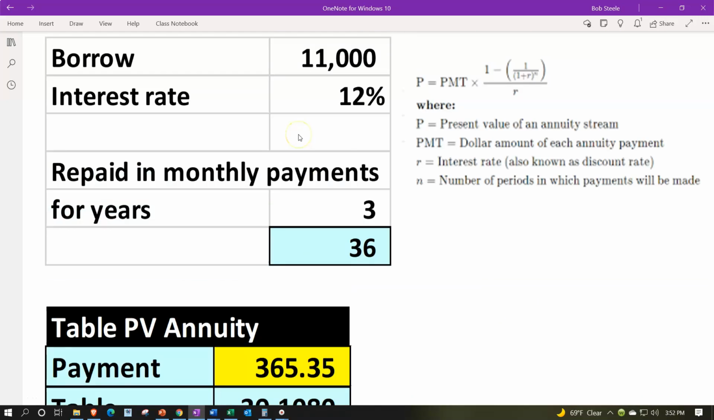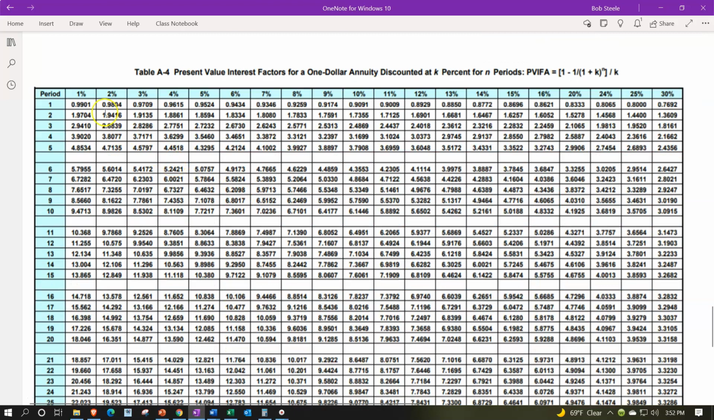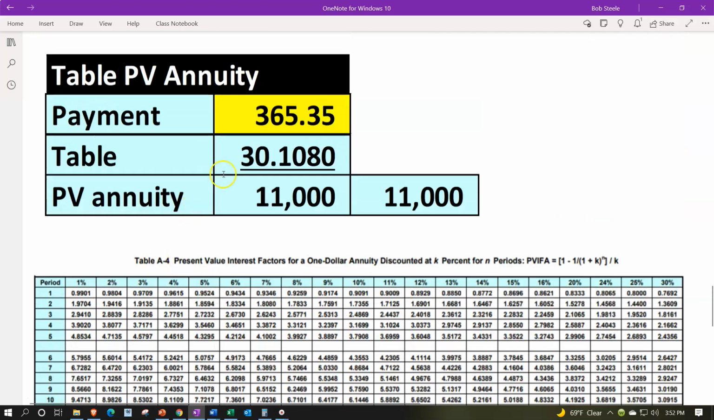Okay, so if the yearly rate is 12, the monthly rate will be 12 divided by 12, or 1, and we got 36 periods. So we'll look up 1 on the percent, 36 periods. That gets us down to 30.108. So there's the 30.108, and then we can back into the yellow number.